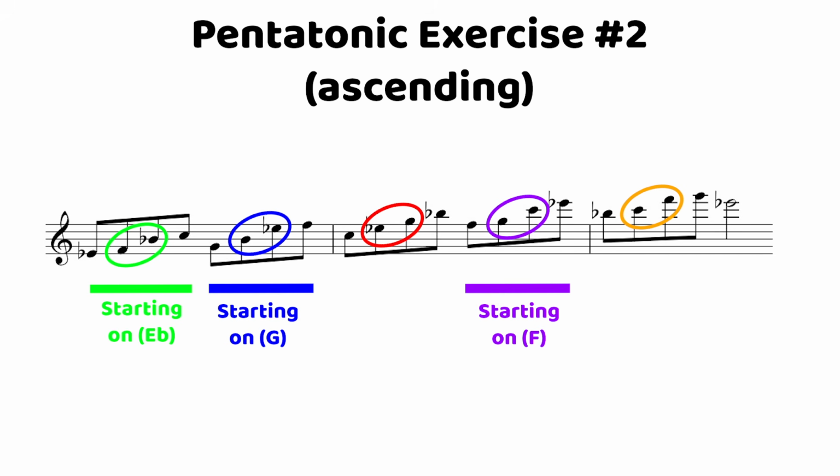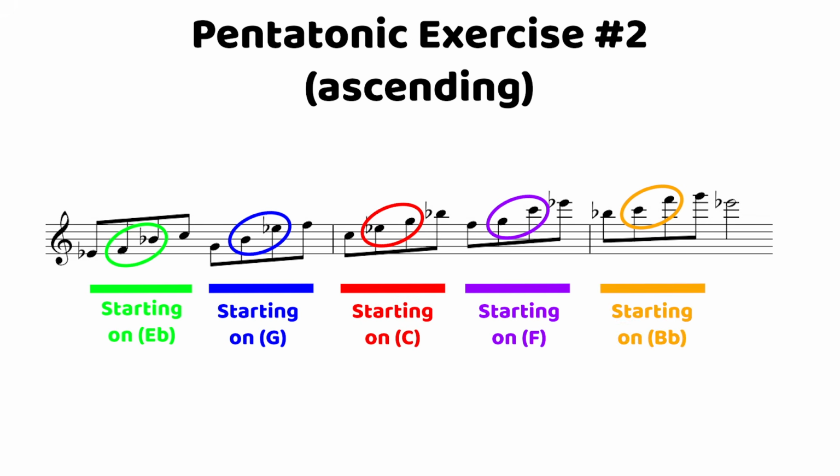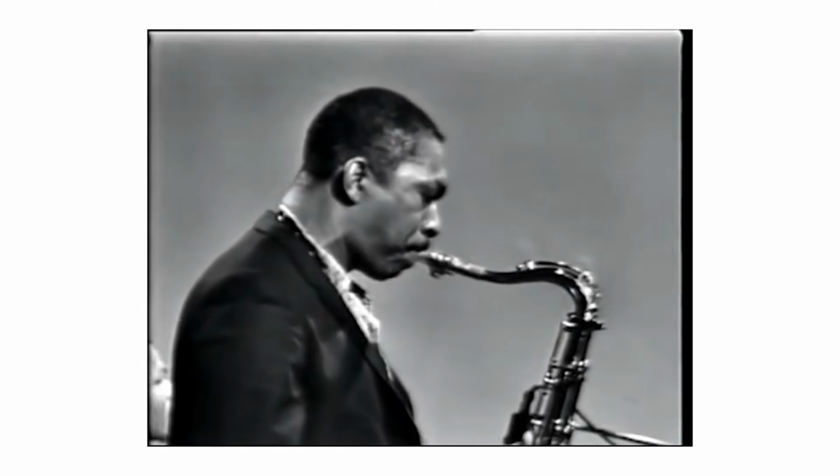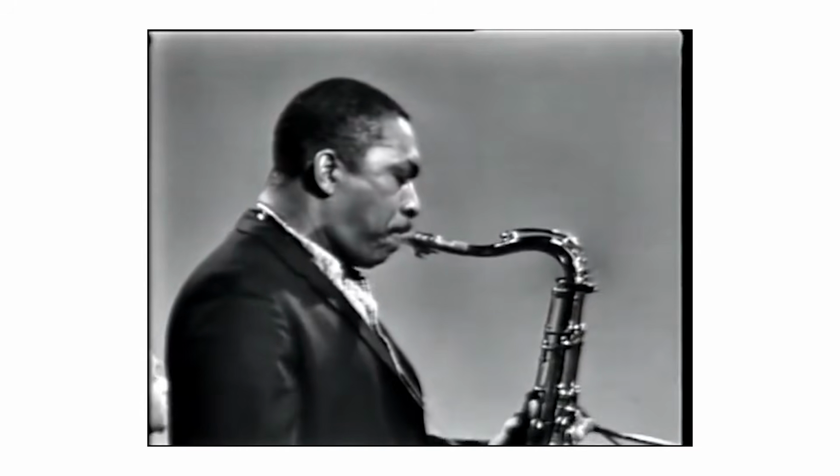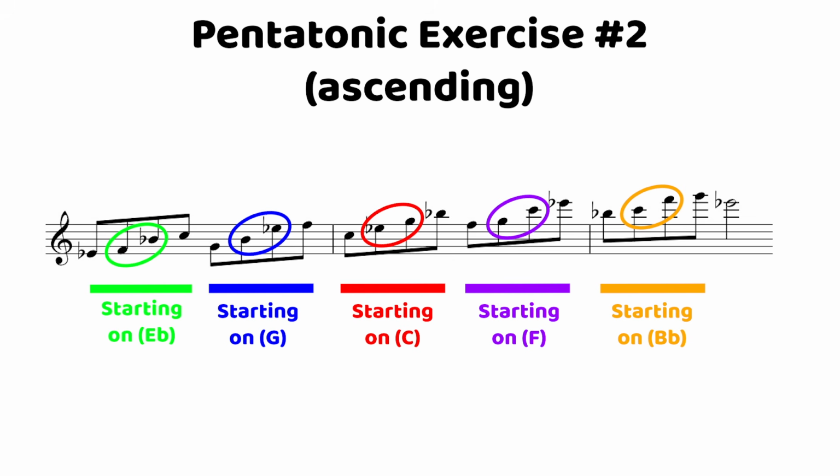So we still build each shape from each scale degree, but we spread it across 2 octaves. That makes this exercise and other exercises that use the same technique really hip. This technique was used a lot by John Coltrane throughout the 1960s. So let's check out what this exercise sounds like.